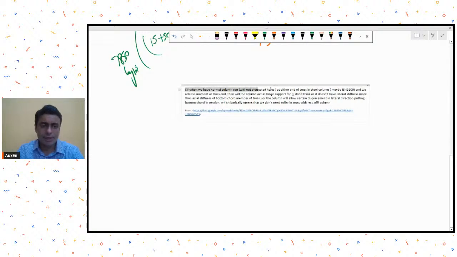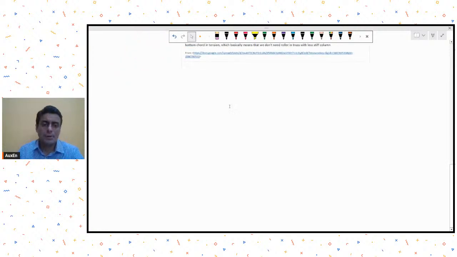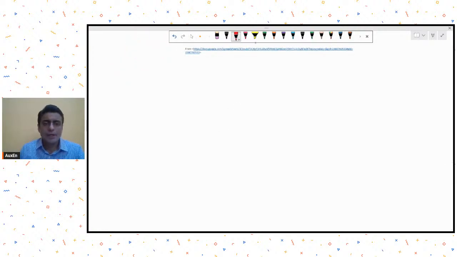Okay. So he's saying when we have normal column cap at either ends of truss and steel column, and we release movement at truss ends, then will the column act as hinge support? I don't think it does, as the column will allow certain displacement in lateral direction, putting bottom chord in tension, which basically means we don't need roller in truss with less stiff column. Okay, so I think that is what he's trying to say. We'll try and understand it by a sketch.